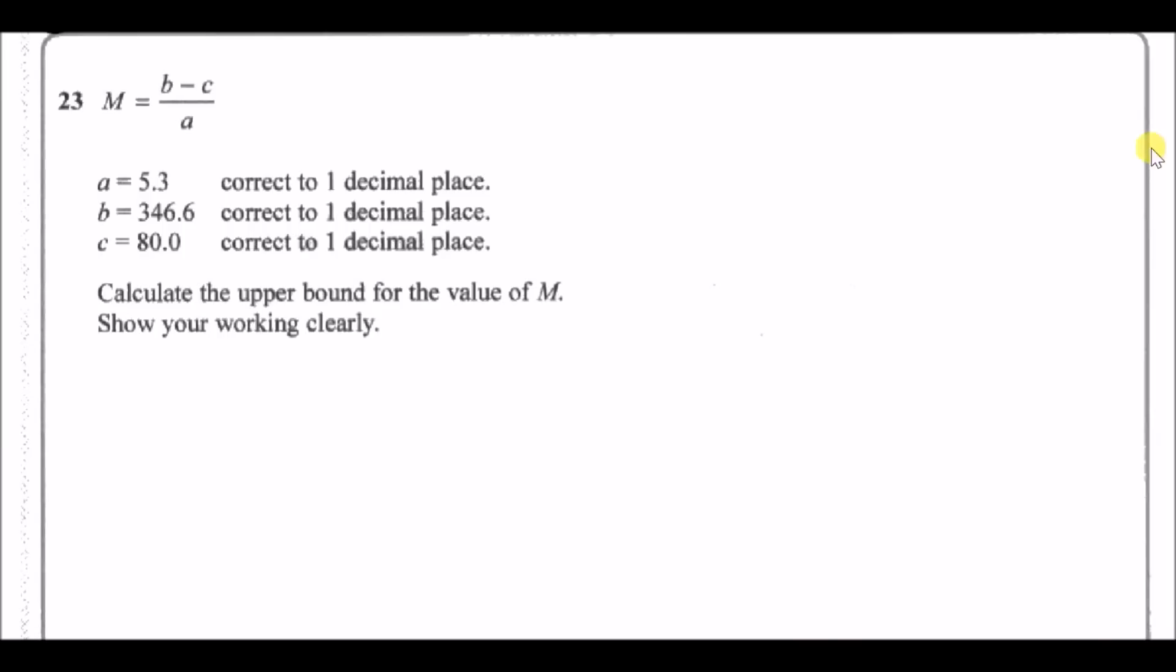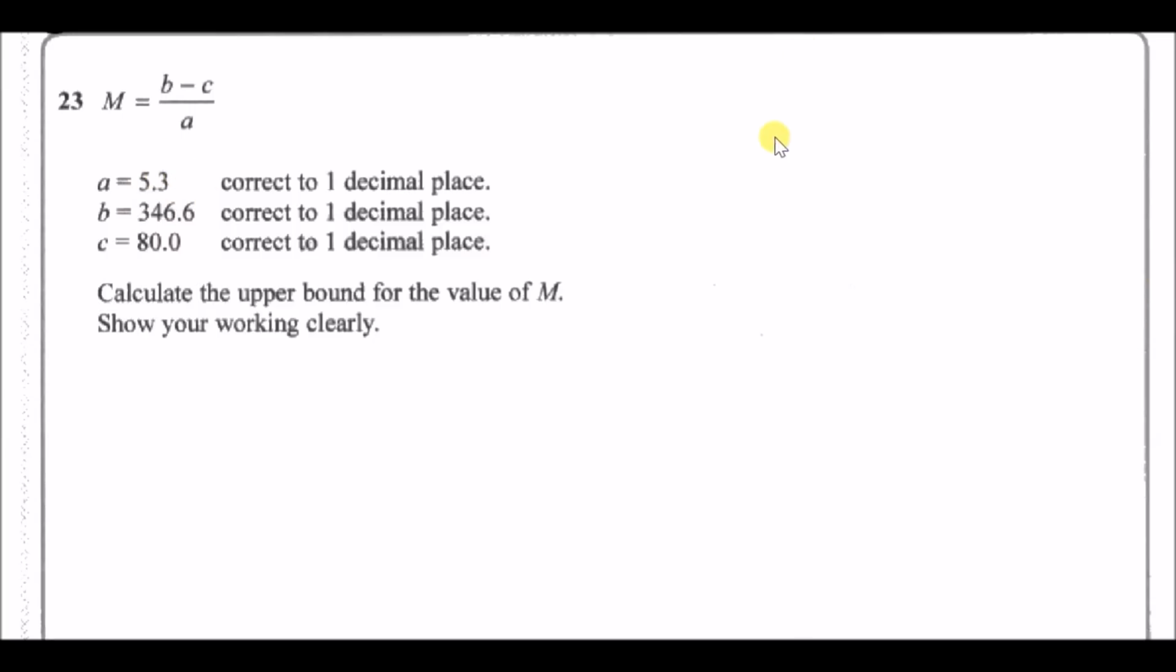Alright, 23. So they give us the equation m equals (b minus c) over a. And we have 3 different variables, all correct to 1 decimal place. Calculate the upper bound for the value m. Okay, so this is just bounds and error intervals. Now, when they say something like correct to 1 decimal place, this means that the values could have been anywhere between 2 decimal places or more.